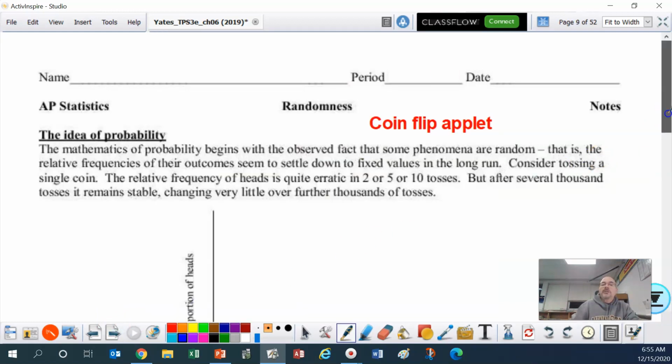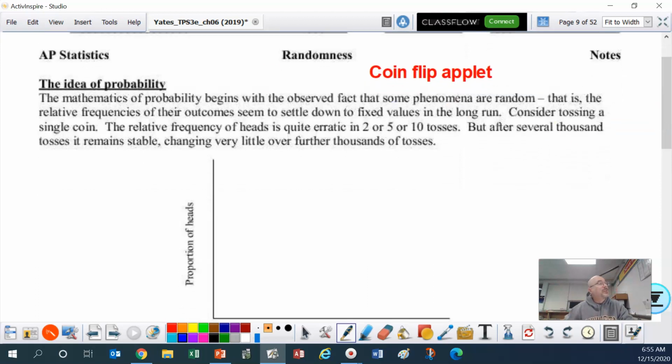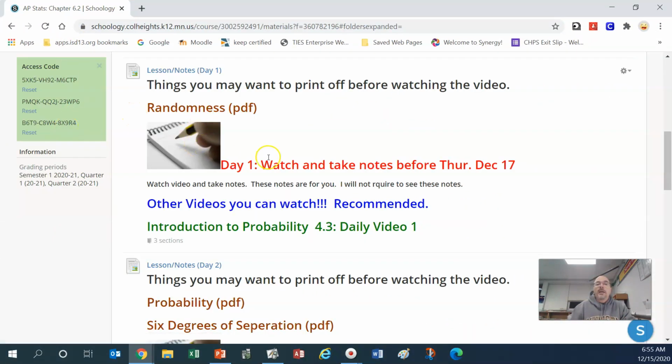This is what I was talking about as far as if I had a handout to give to you. So if you have a printer at home, you certainly could print this. I have this right above the video, right here, randomness PDF. Underneath this video, there's also the College Board video that you could watch, Intro to Probability 4.3 daily video. So there is a handout if you want to print it.